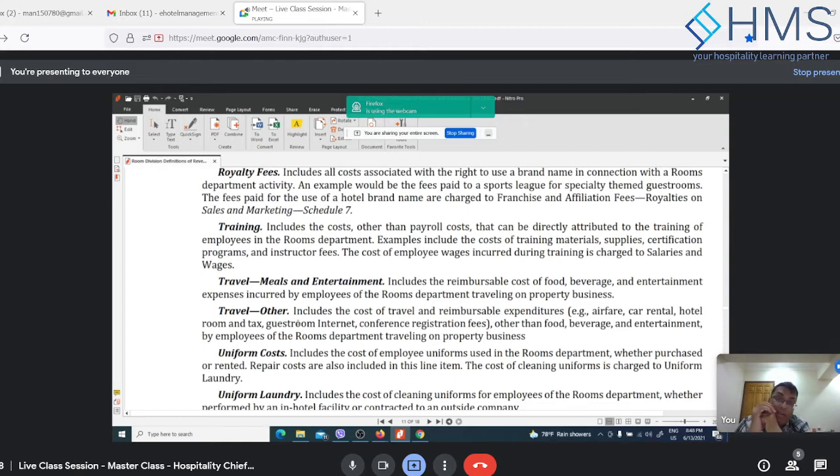Then you have the traveling expenses. So traveling expenses are divided into two parts. One is the meal and entertainment, just only meal and entertainment, and the other is expenses related to the travel. The other will include the ticket, the hotel, and the internet and everything else. But the meal and entertainment will go into a separate department.